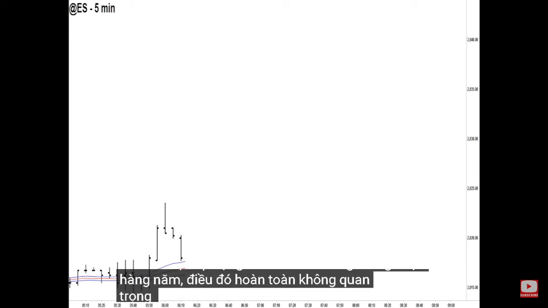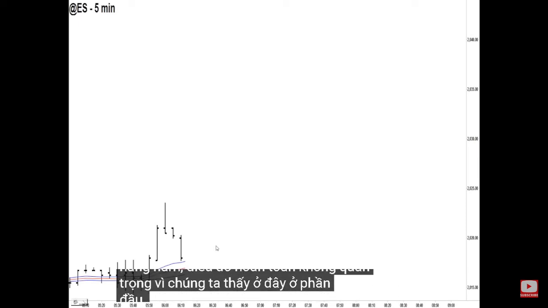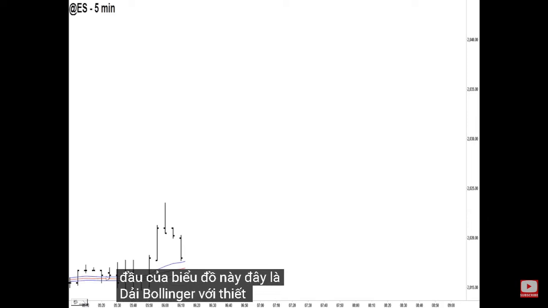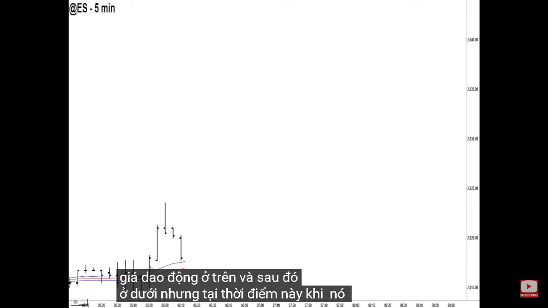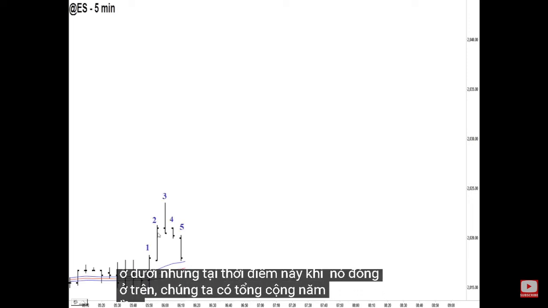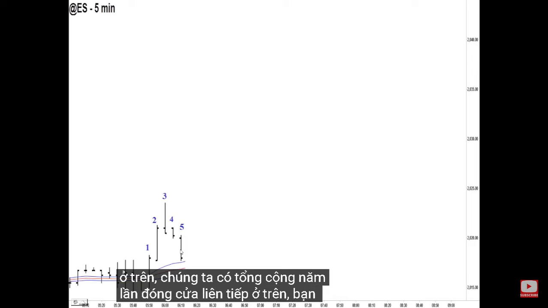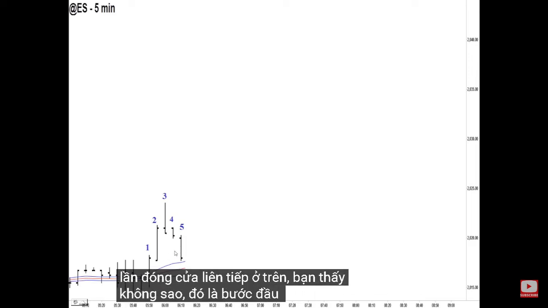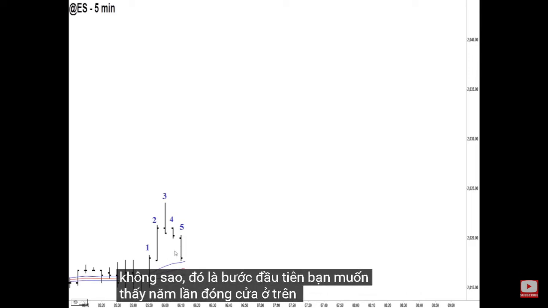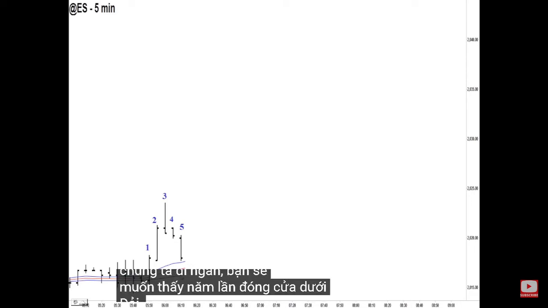It absolutely doesn't matter. All right, as we see here in the beginning of this chart, here are the Bollinger Bands with the proprietary setting, how it looks a lot different, and price is oscillating above and then below. But at this point, when it closes above, we have a total of 5 consecutive closes above. Do you see that? Okay? That's the first step. You want to see 5 closing above. Obviously, if we're going short, you're going to want to see 5 closes below the lowest Bollinger Band.